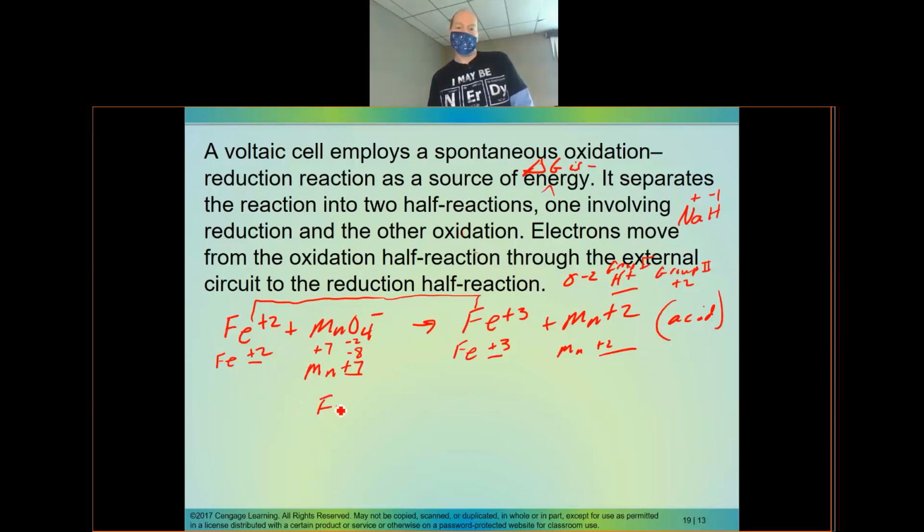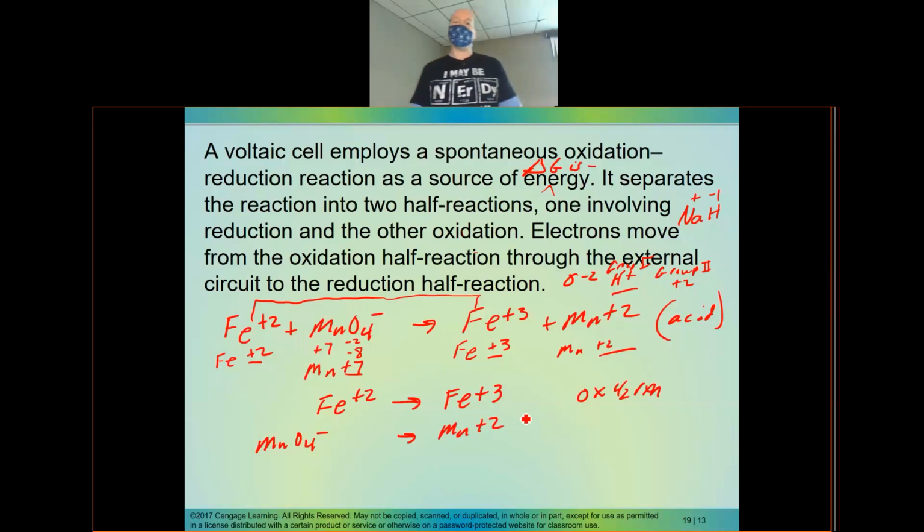And so you have Fe+2 going to Fe+3, and this is your oxidation half reaction. You see that your Mn went from a +7 down to a +2. That is your reduction half reaction. So you have your MnO4- going to Mn+2.